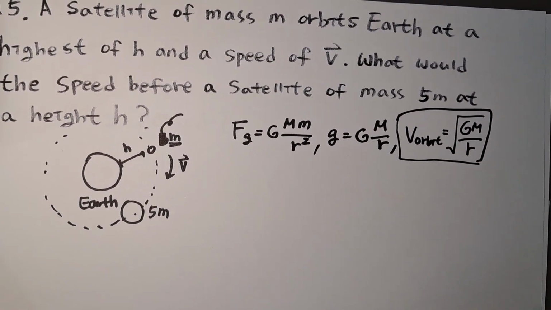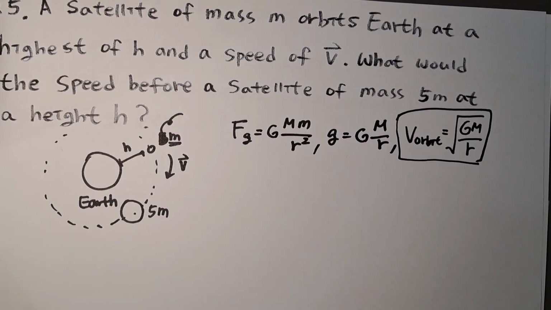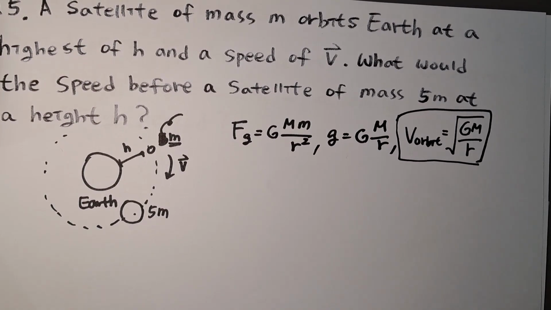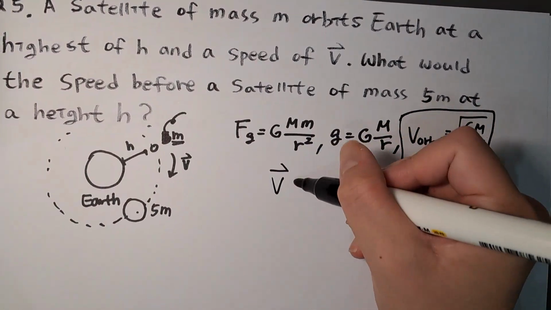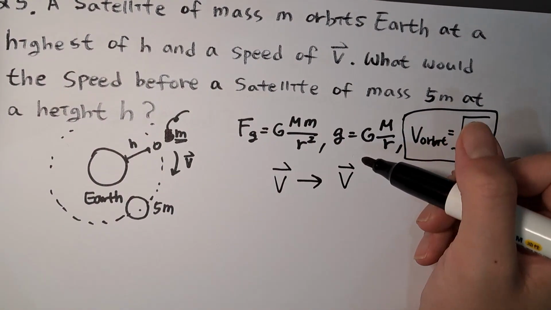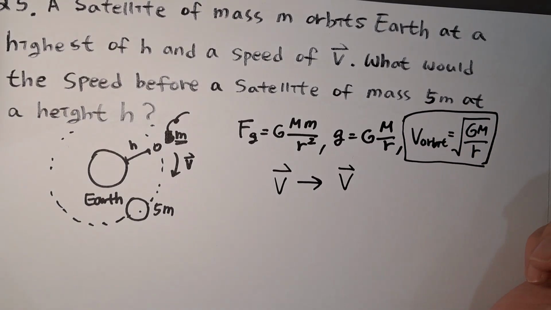The mass of an orbiting body is not part of the orbital speed formula. The formula indicates that orbital speed depends on the central mass M and the distance from it. This means that the masses m and 5m are distractors and should be ignored. So the velocity is the same.